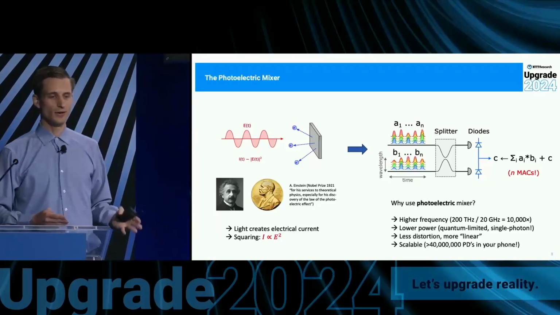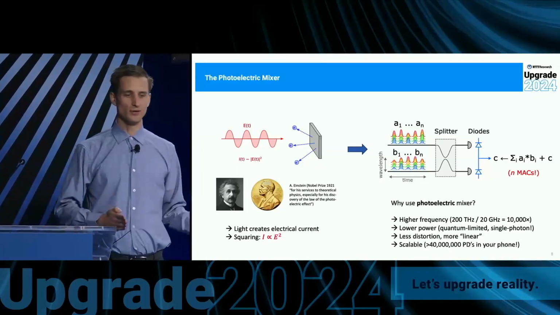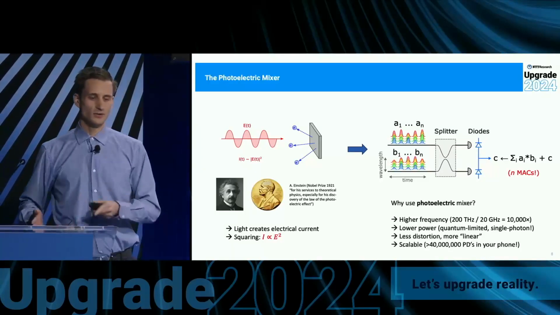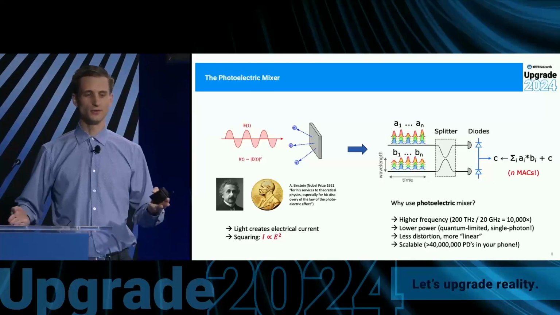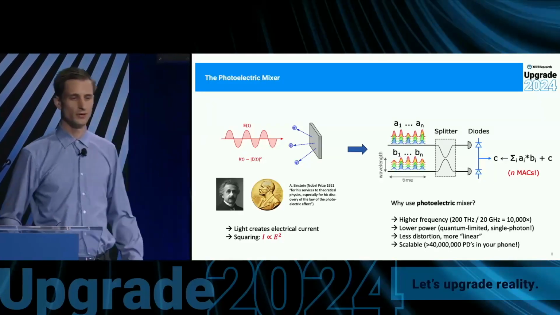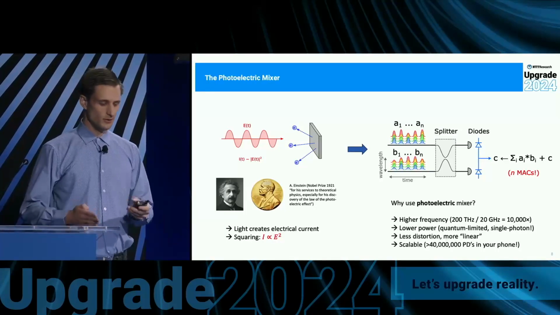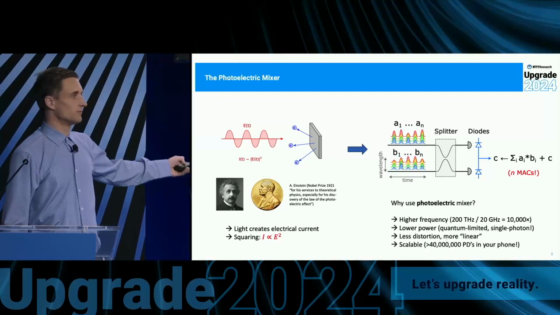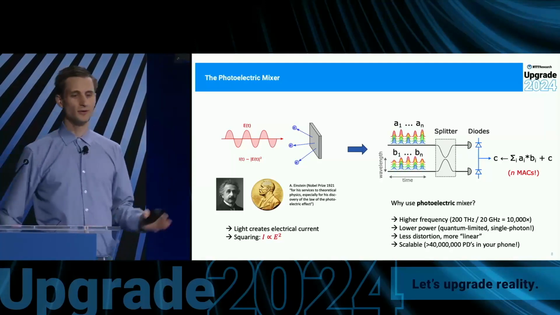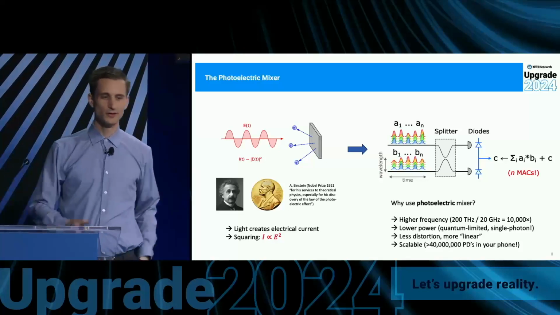So this is now a kind of mixer that might actually be useful for logic. It can work at very high frequencies. It can potentially be very low power. If these detectors can be quantum limited, meaning single or few photon, it has much less distortion because you have linearity that's guaranteed from this squaring law, which is physics. That's not engineering. And finally, this is a highly scalable device.